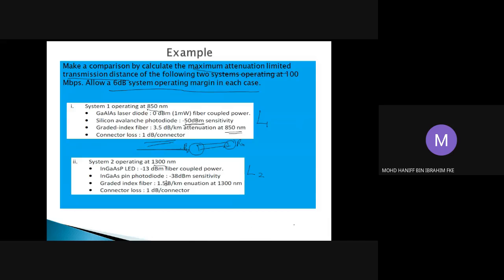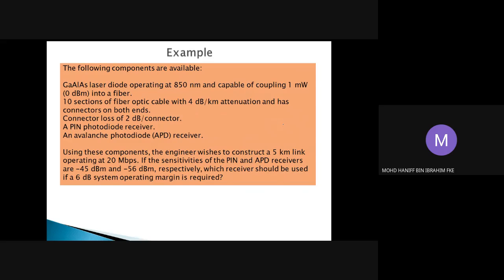So that should be the comparison of the allowed transmission distance between the two systems given in our question. The first system, L1, has been calculated to be 12 kilometers, while for system number 2, the distance allowed is 11.3 kilometers. Right, any questions so far on the solution?